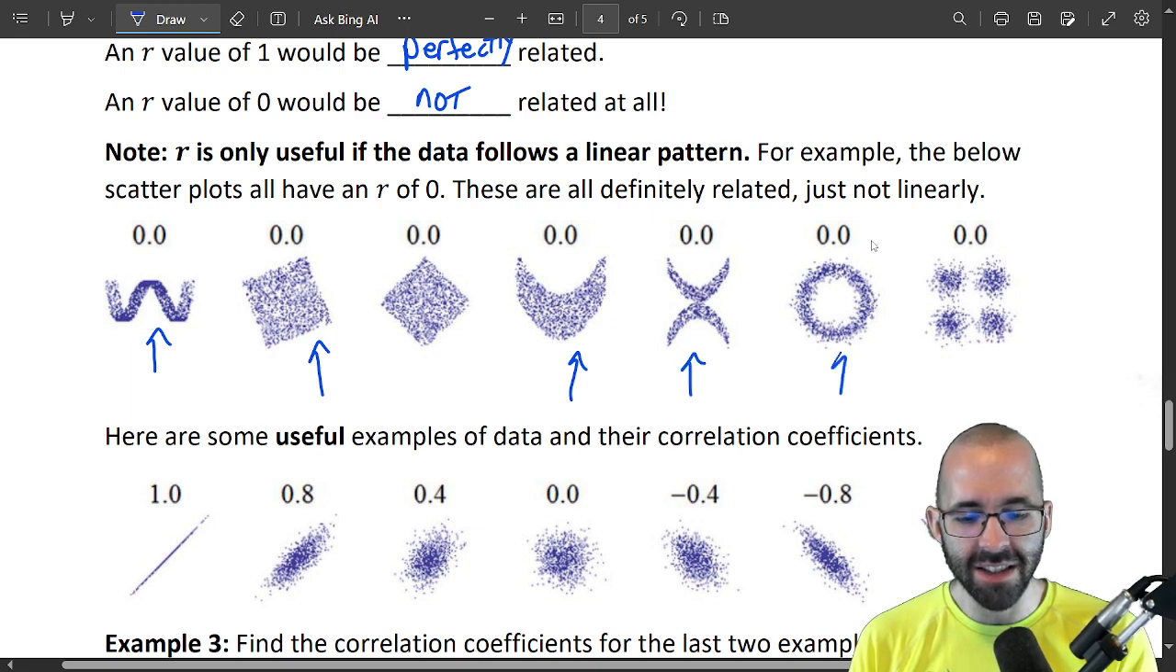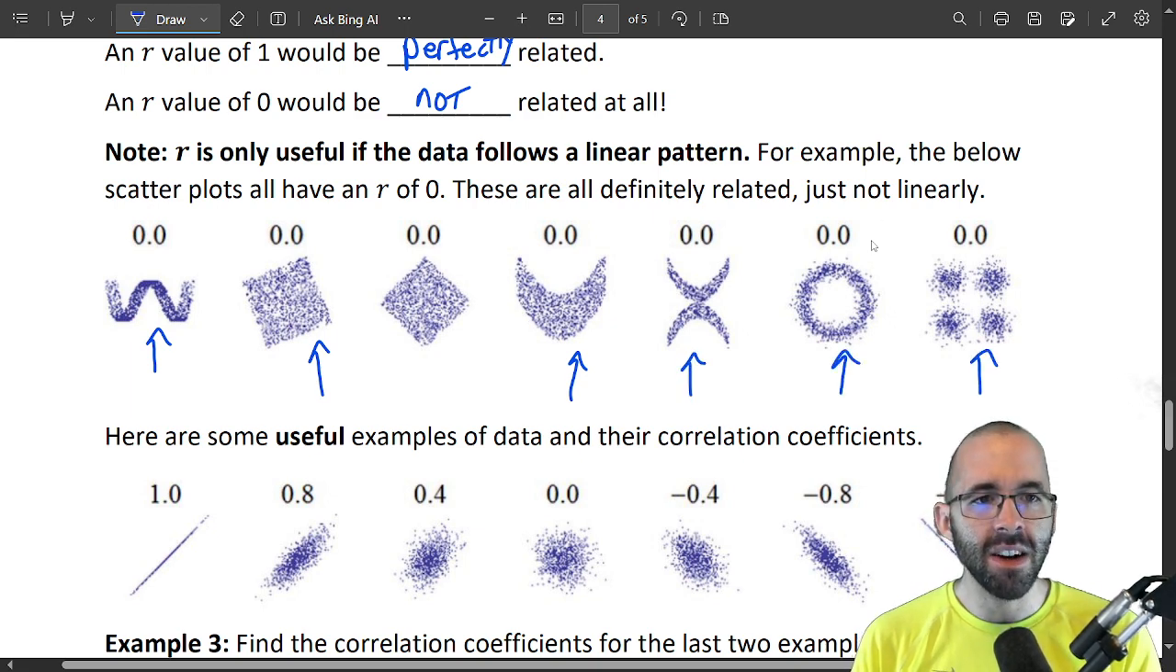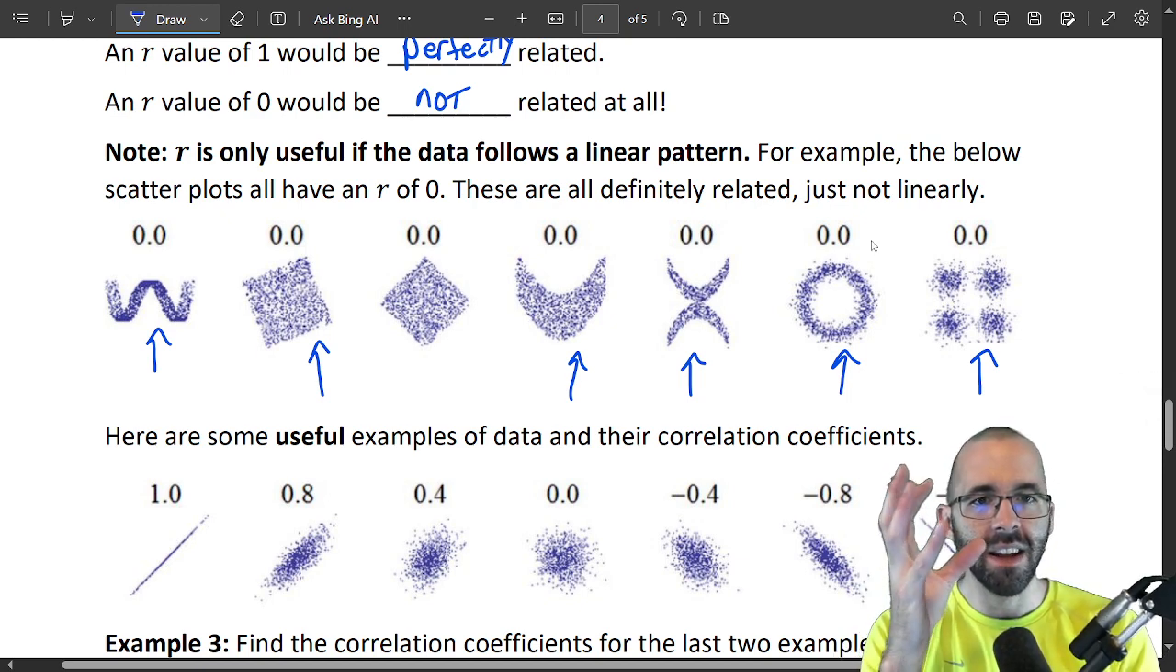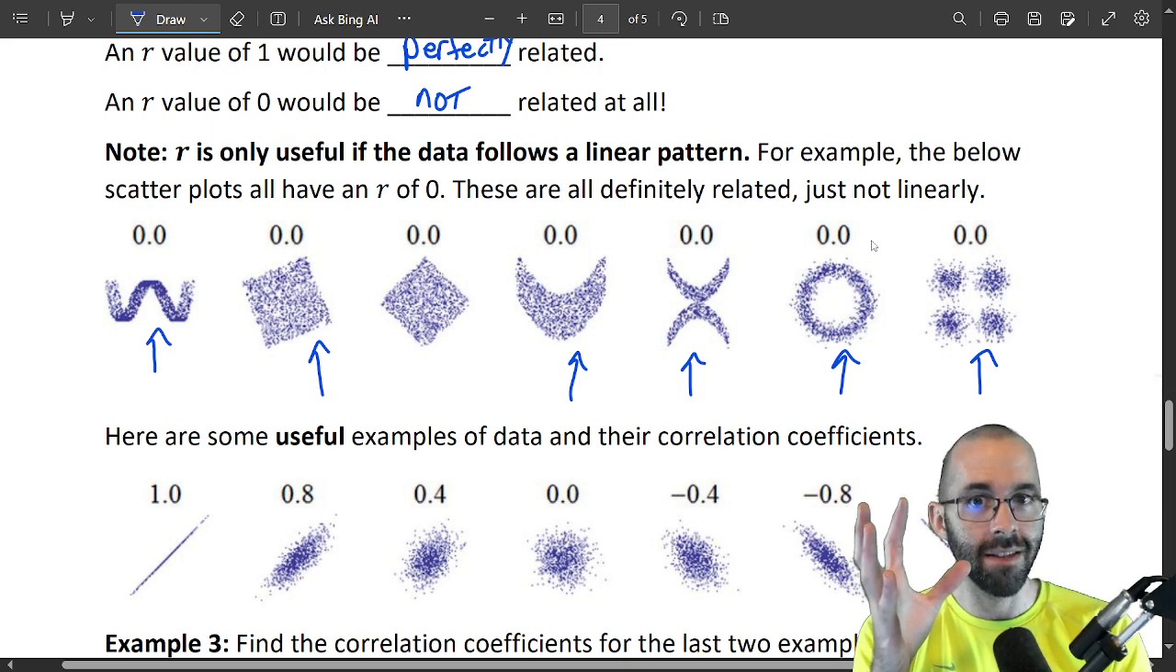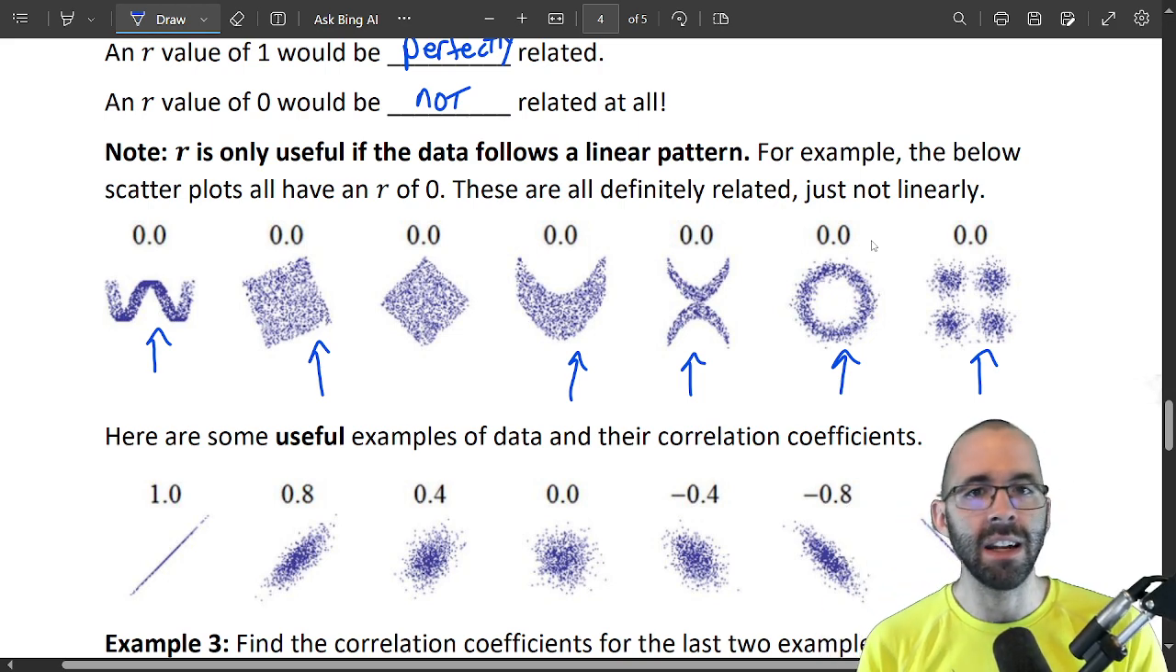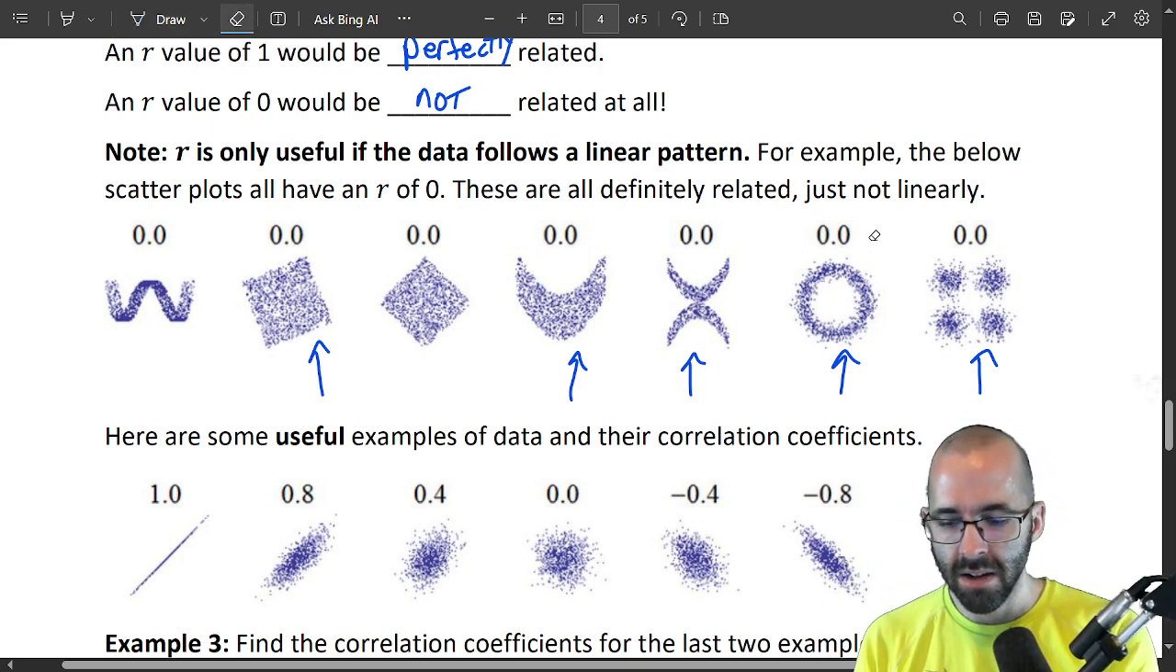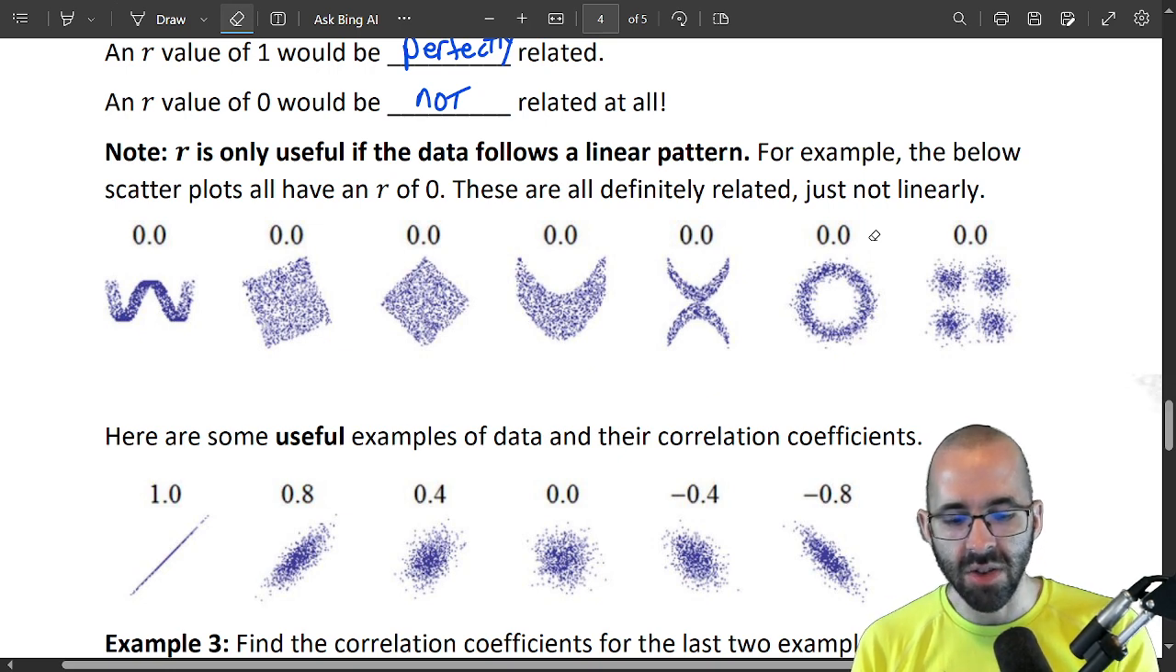We've got 2 smiley faces, a circle, 4 dots. All of these have R values of zero. These are all related, right? All these scatter plots have a very, very noticeable pattern, but none of them are linearly related. So our R value is garbage.